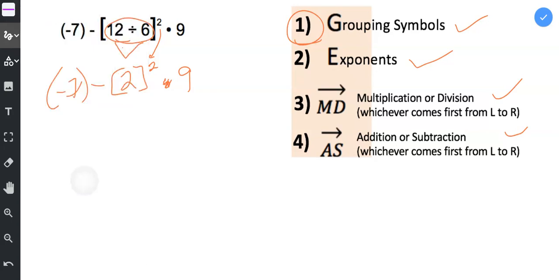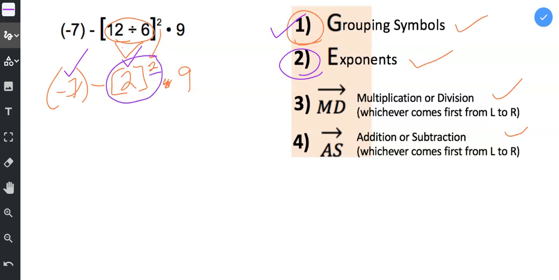I know that I am finished with the grouping symbols because you know that the grouping symbols are finished when there's only one number inside the grouping symbol. That's when you know you've simplified the grouping symbols. So we move on to the exponents. And this is the only exponent I see.